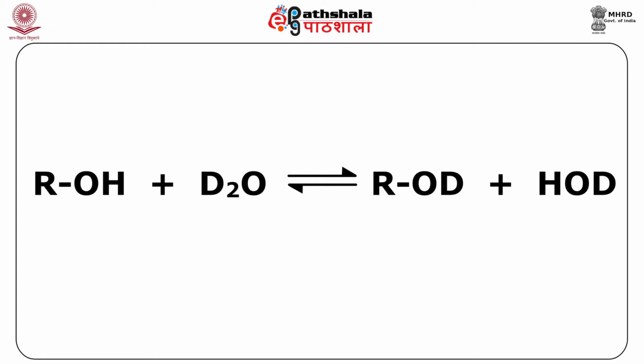We have put this reaction here, as you can see, for the exchange of the hydrogen with deuterium. Due to the reactions, the peak due to the alcoholic hydrogen will disappear and a signal due to HOD proton will appear in the spectrum.